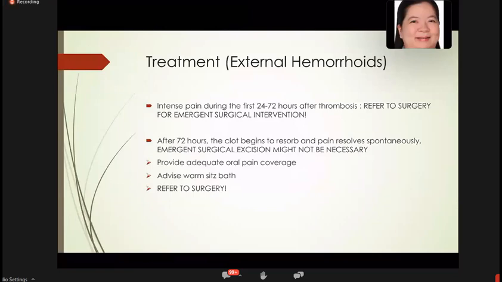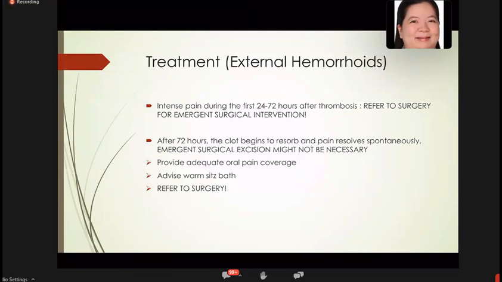Okay? But if after 72 hours, kailan pa lumabas to, Dok? Mga 5 days ago eh. Ganyan. Pero masakit pa rin eh. No? Pag tingin mo, but hindi na ganun ka-tender. Okay? Usually by this time, after 72 hours, the clot begins to resorb na. Okay? And pain is less. No? Pain resolves spontaneously. Okay? Emergent surgical excision or drainage may not be necessary na. But kailangan pa rin. Okay? So what do you do after 72 hours?